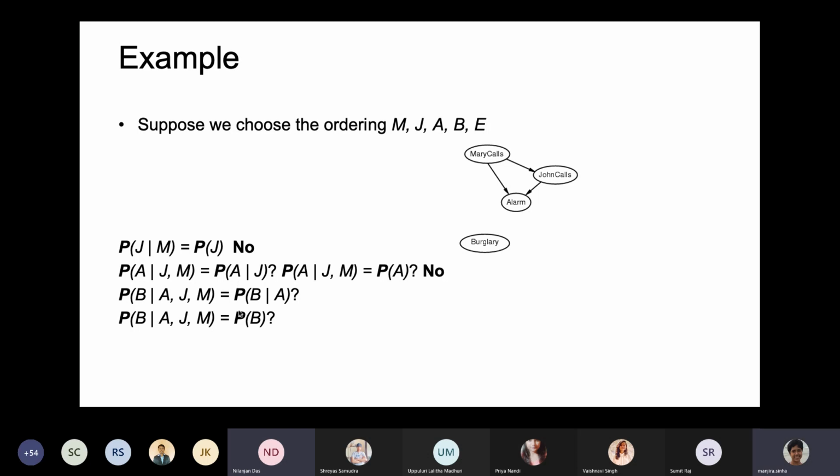First of all, if this is yes, then we won't have this arrow. Only this arrow will suffice because the probability of A given J is independent of M. So that means only J is the direct parent of A, and if this condition was also true, we wouldn't have either of these two arrows. That means the alarm is an entirely independent variable of Mary calls and John calls. Okay.